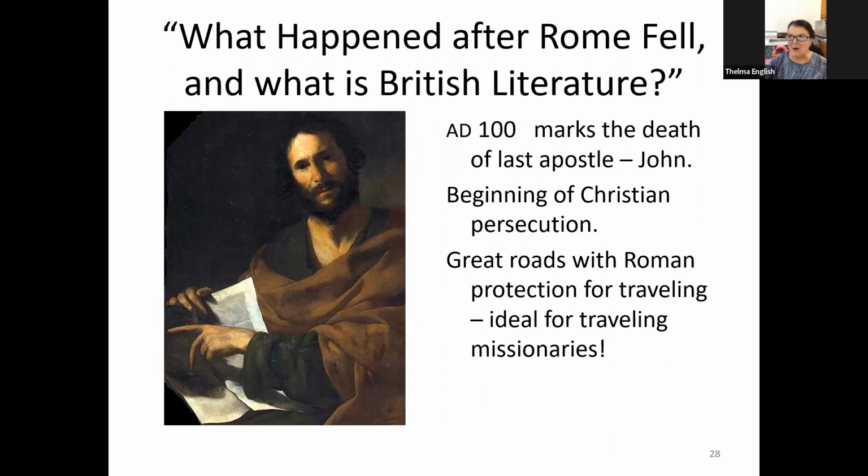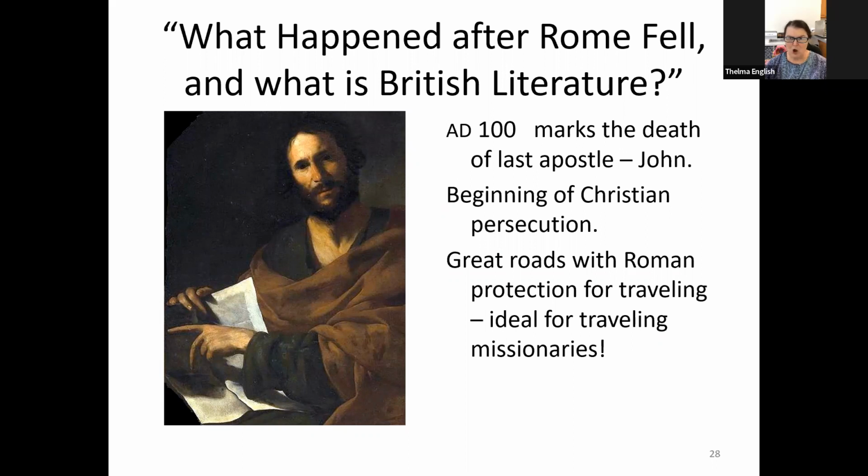All right, let's talk about what happened after Rome fell and what is British literature? AD 100 marks the death of the last apostle. That's the Apostle John. It's the beginning of Christian persecution, and it's the end of the apostolic age. The age of the apostles ends. We believe John died AD 99 or AD 100. He was a very old man, and that's the end of the apostolic age. No more apostles. Now we just have the disciples or the apostles of the apostles. So it's the beginning of Christian persecution.